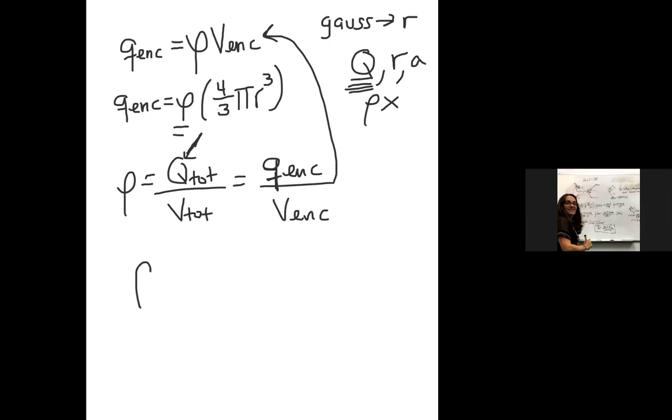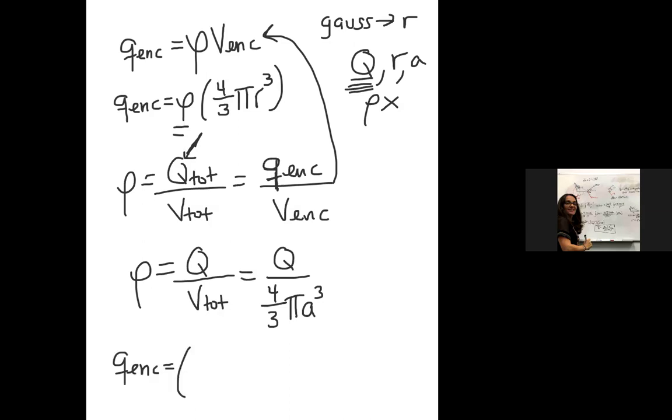So I'm going to rewrite rho as Q over V total. What is V total? Wait, the totals go with A. 4/3 pi A cubed. The total volume of that sphere, not the enclosed volume. So Q enclosed, instead of rho, I'm going to write Q over 4/3 pi A cubed. And V enclosed is 4/3 pi r cubed.